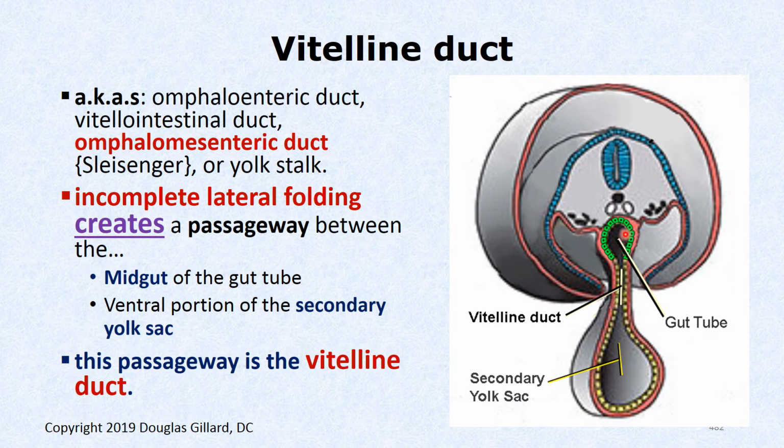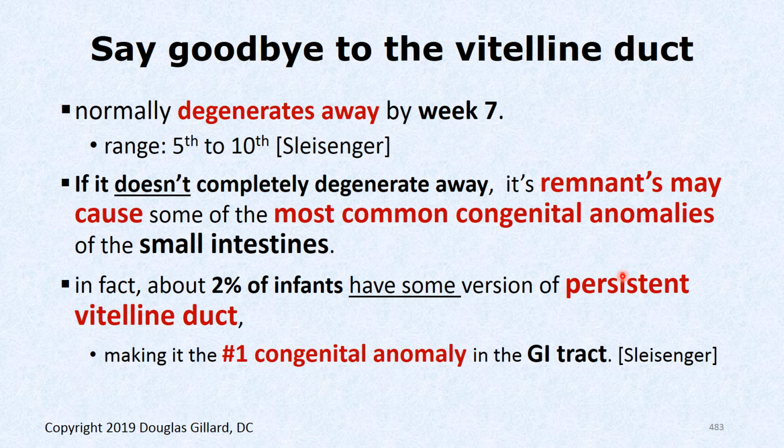As it's developing, it connects the ileum, specifically the distal ileum, to the umbilical plate or the umbilical ring. That thing needs to disappear and get out of the way. It'll tangle up intestines if it doesn't. And other problems occur. All sorts of problems occur if it doesn't degenerate away.